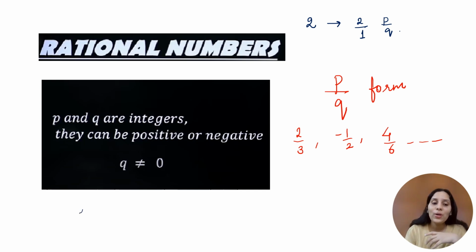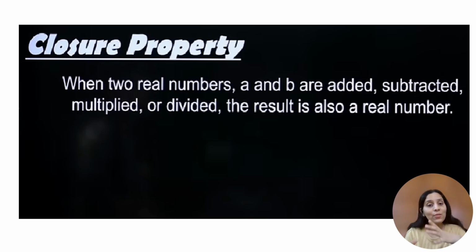Now, moving on, in this chapter we have some very important properties. We have some 5 to 6 properties based on which you will have questions. So let's start with the first one, closure property. Now, when two real numbers, what are real numbers? Real numbers are all the numbers that we know. So it is natural numbers, whole numbers, integers, rational numbers, everything is a real number. When a and b are added, subtracted, multiplied or divided, the result is also a real number.